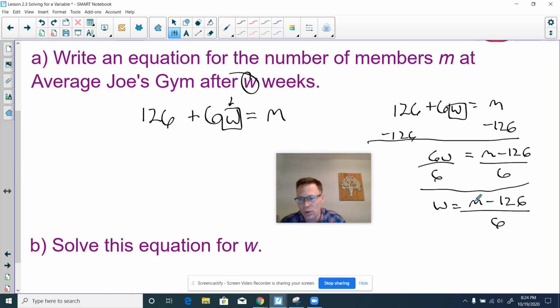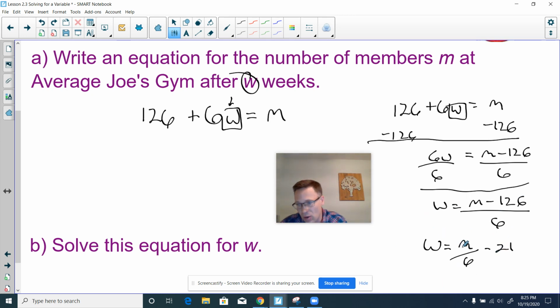Now remember, there are two division problems here, and I can simplify this. One of them I can't. It's just M divided by 6. The other one, I believe I can. I think this is going to be 21. 126 divided by 6, yep, it's 21. And I don't know why I wrote an addition symbol there. It's minus. M divided by 6 minus, and then 126 divided by 6 is 21.